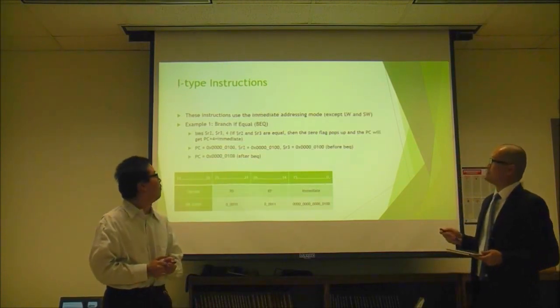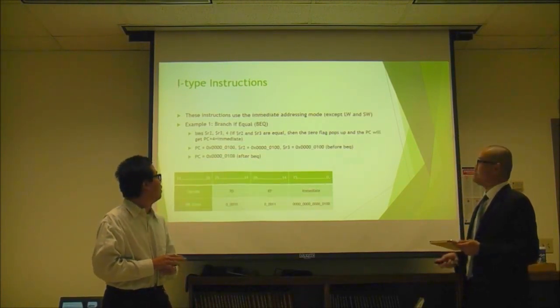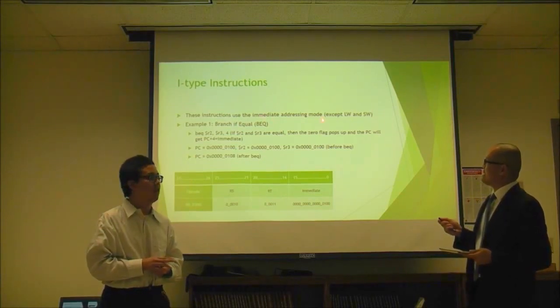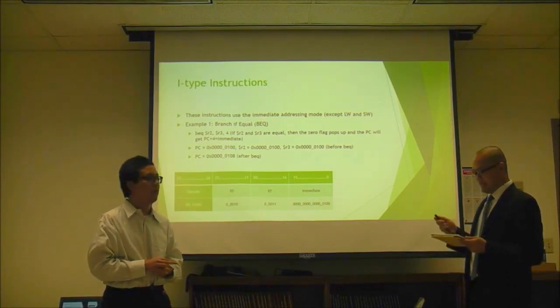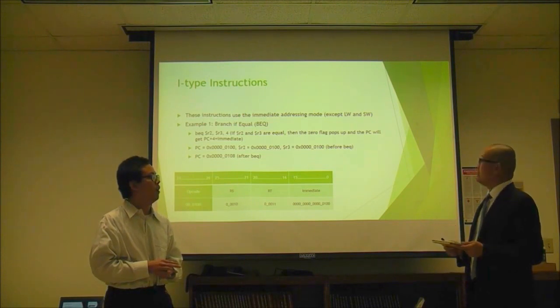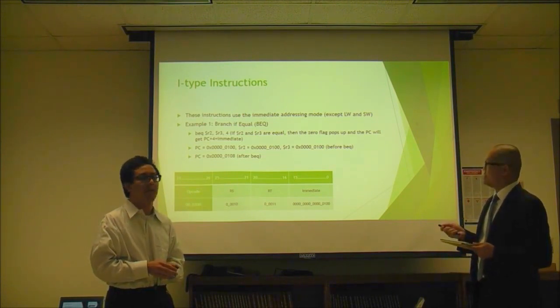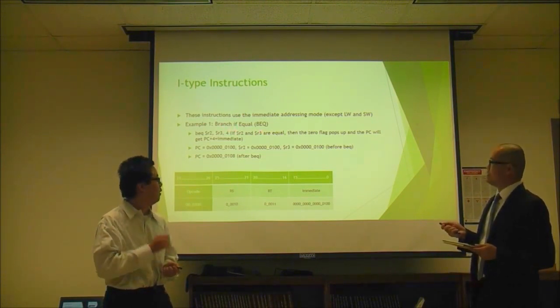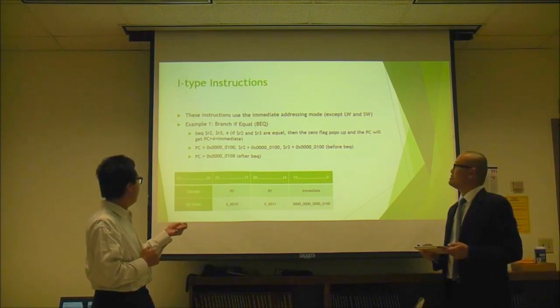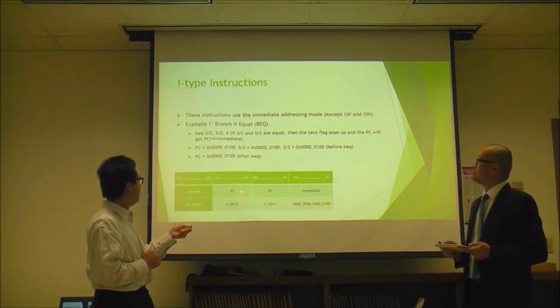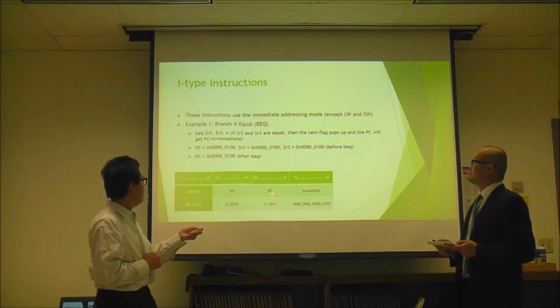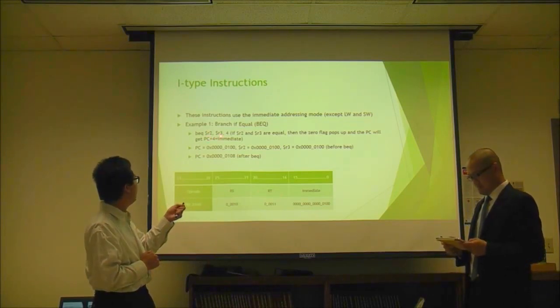Next, the ITAP instructions. These instructions use the immediate addressing mode except the load word and store word, because in the load word and store word, they use the indirect addressing mode. The example we have right here is branch if equal. With branch if equal, we are comparing the two source registers RS and RT. In this case, they are registers 2 and 3.